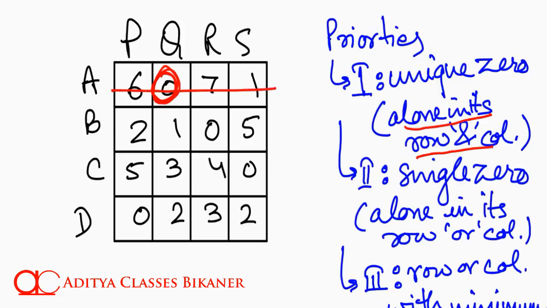Is it alone in its row? Yes, it is alone in its row because this is the only zero in its row. Is it alone in its column? Yes, it is alone in its column. This is the only zero in its column: 0, 1, 3, 2. So yes, definitely this zero is a unique zero, and I can definitely go ahead and assign it.